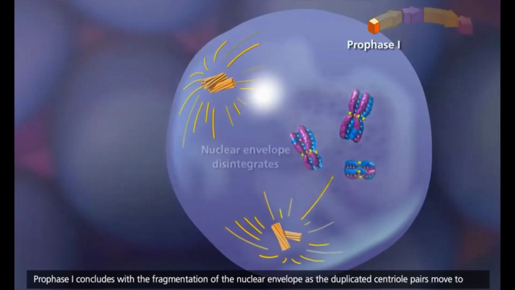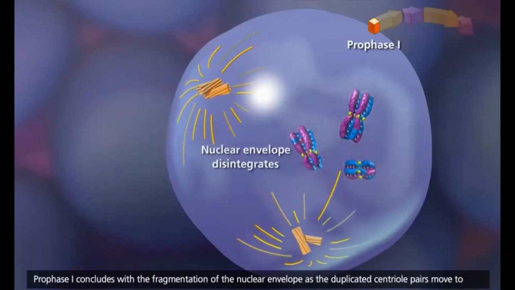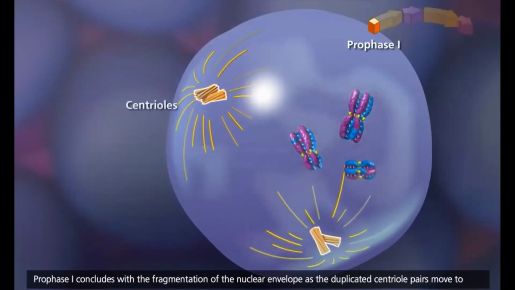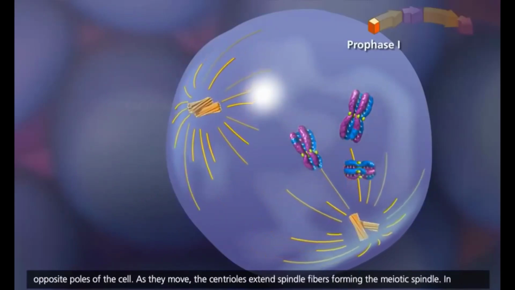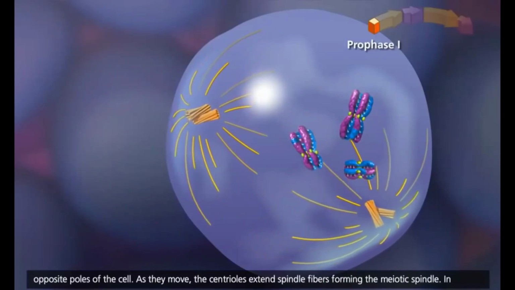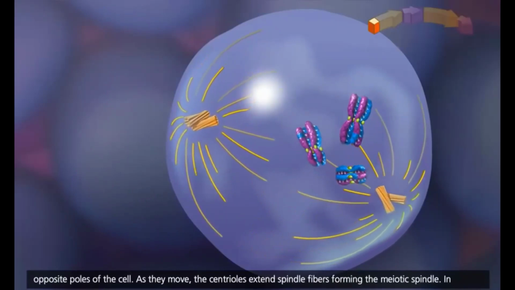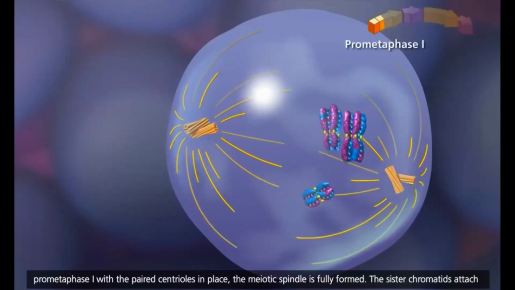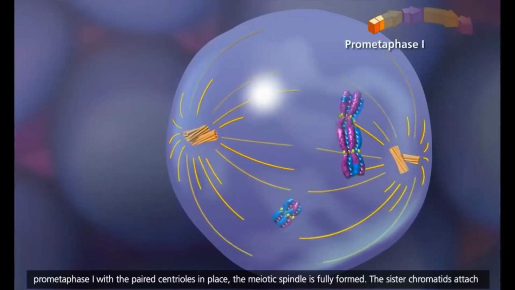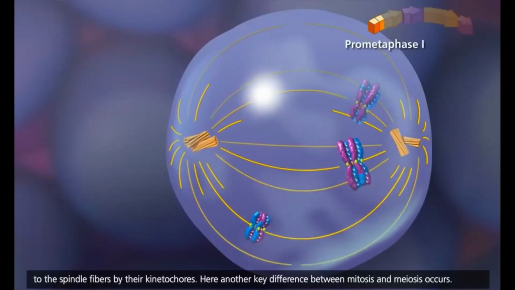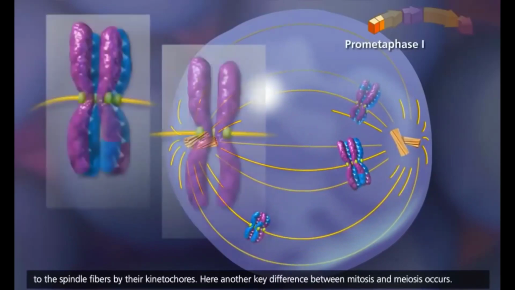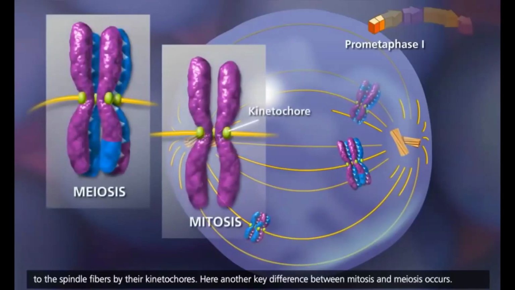Prophase I concludes with the fragmentation of the nuclear envelope as the duplicated centriole pairs move to opposite poles of the cell. As they move, the centrioles extend spindle fibers forming the meiotic spindle. In prometaphase I, with the paired centrioles in place, the meiotic spindle is fully formed. The sister chromatids attach to the spindle fibers by their kinetochores. Here another key difference between mitosis and meiosis occurs.